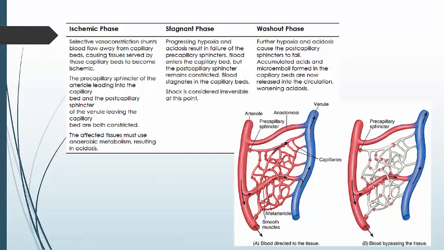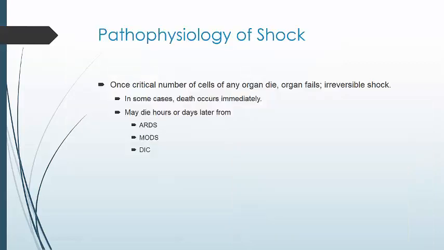Now, as this tissue hypoxia continues and as this acidosis progresses, the postcapillary sphincter will fail, and this turns into the washout phase. And so what happens here is these accumulated waste and tiny little emboli or microemboli are flushed out from the capillary beds into main circulation. And so this is devastating, and this leads to even further additional tissue and organ damage. Okay, and once this critical number of cells in any organ dies, the organ fails, and it leads to irreversible shock.